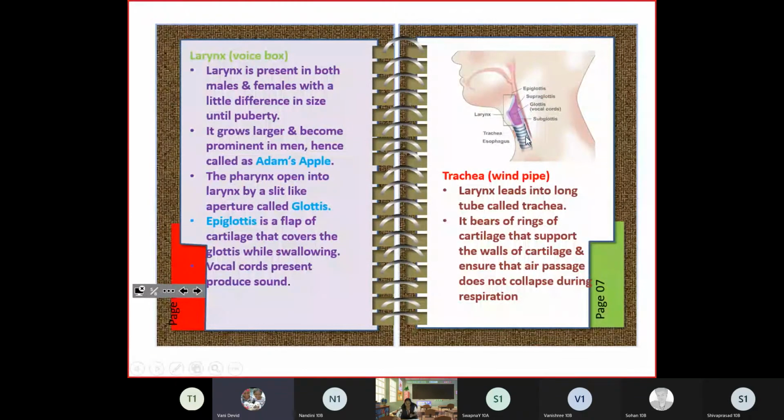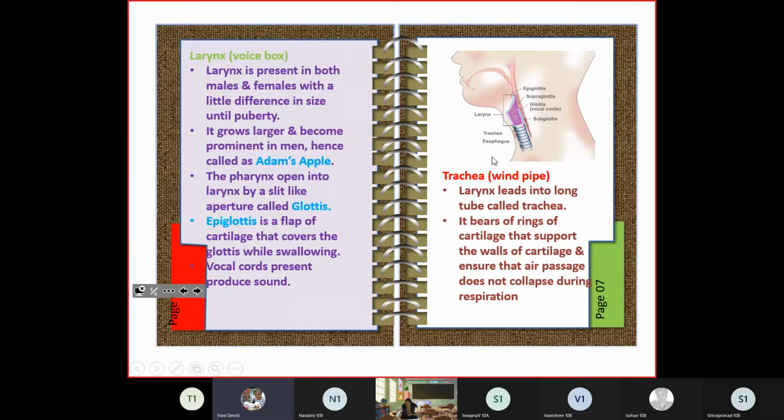Next is the larynx, also called the voice box. In this picture, you can see where the larynx is located. The larynx is present in both males and females with a little difference in size until the age of puberty. When a male and female attain puberty, it grows larger and becomes prominent in men. Hence, it is called the Adam's apple. The protrusion of the larynx you can see in this picture.